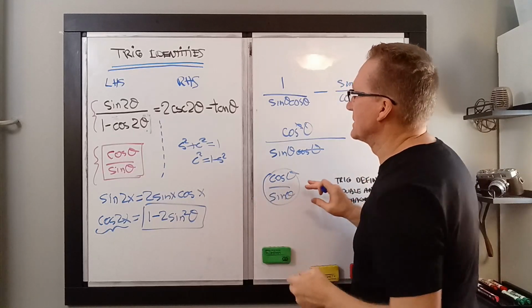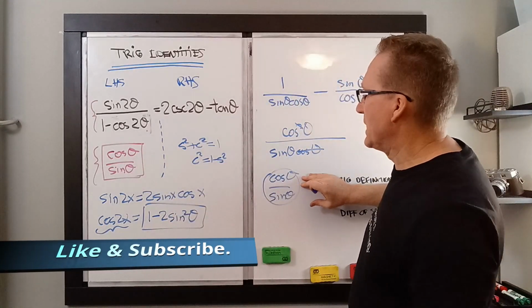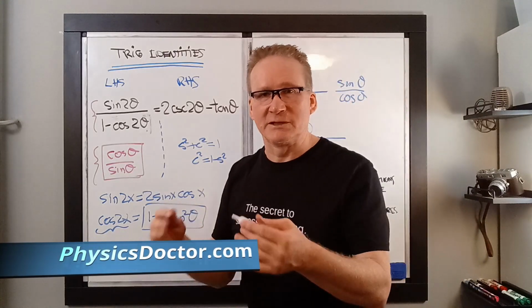Is that helpful to us? Let's take a look over here. The left-hand side was cos theta over sine theta. Right-hand side, cos theta over sine theta. We've just proved this identity, which was a little bit more complex.